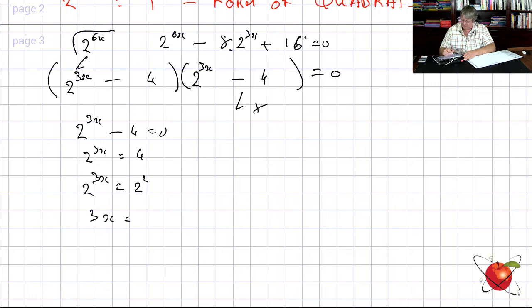Therefore, 3x is equal to 2. x is equal to 2 over 3. Right? x is equal to 2/3.